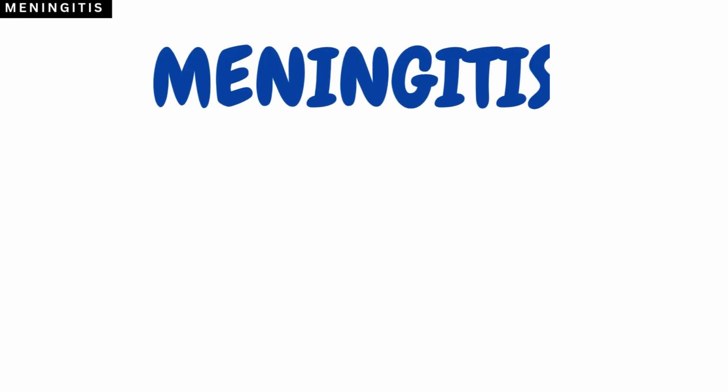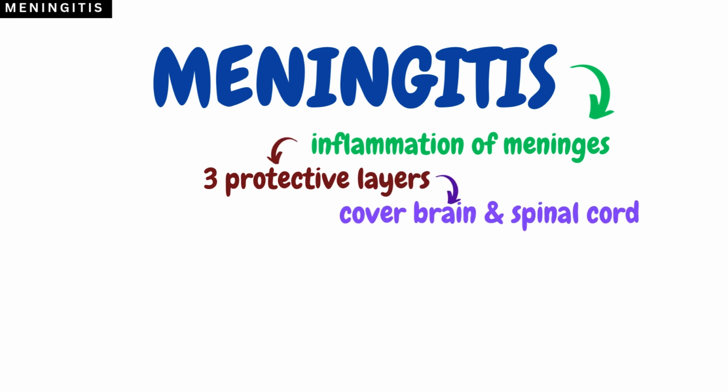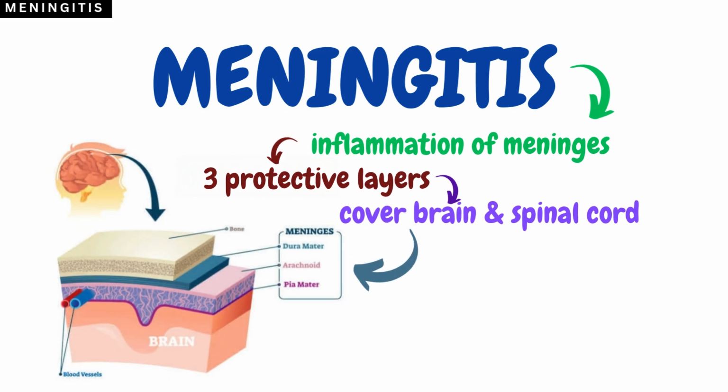In this video lecture, we are going to talk about meningitis, a very important topic in medical surgical nursing. Meningitis is the inflammation of the meninges. Now, what are the meninges? They are the three protective layers that cover and protect the brain and spinal cord. These layers are called the dura mater, arachnoid mater, and the pia mater.